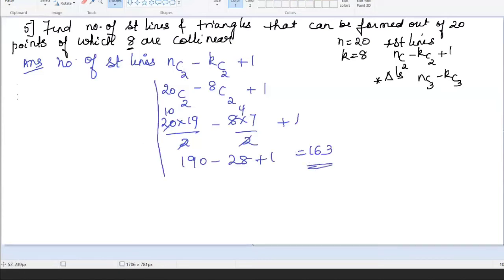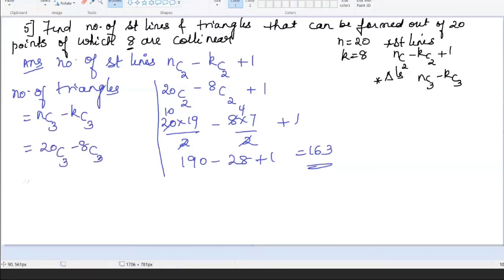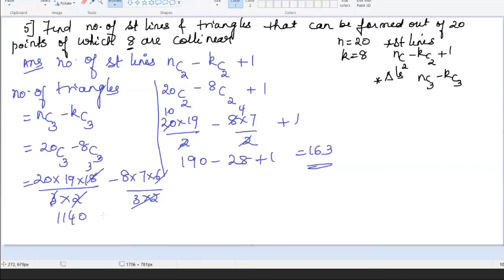So similarly, we will find number of triangles. So number of triangles is equal to nC3 minus kC3. So that is equal to 20C3 minus 8C3. So that is equal to 20 into 19 into 18 divided by 3 into 2 minus 8 into 7 into 6 by 3 into 2. So 6 gets cancelled here. 6 3s are 18. So here we are getting 1140 minus 56. So it is 1084.